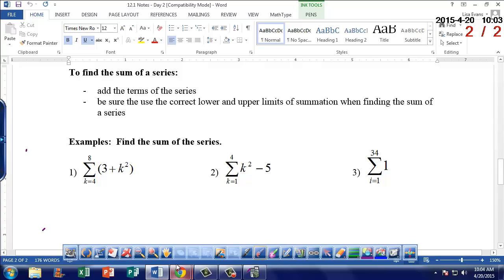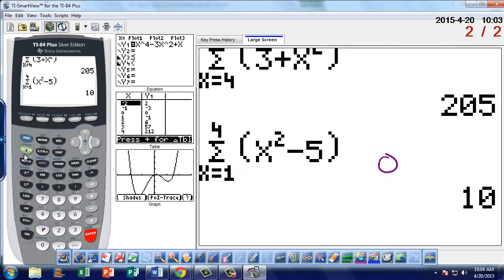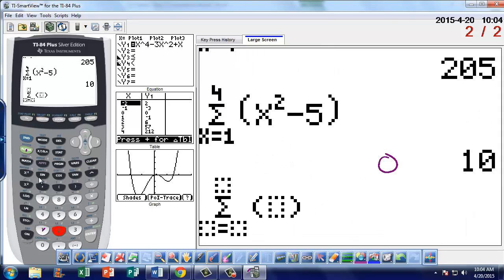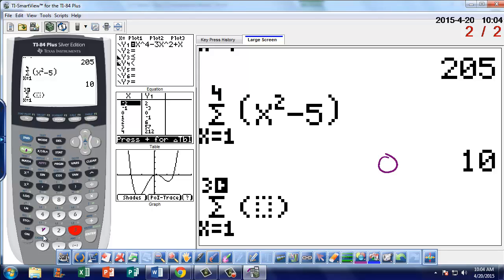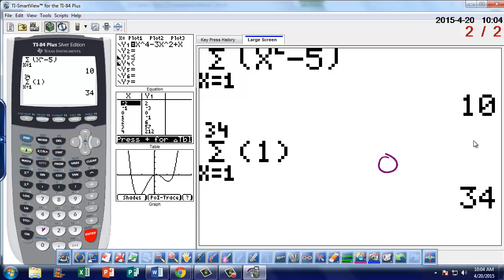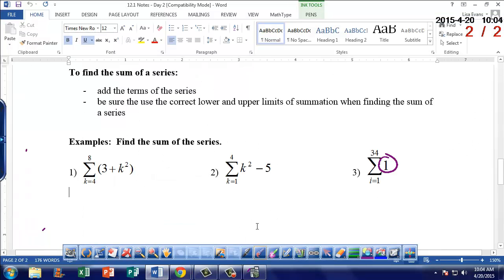Let me show you what I'm talking about. See? There's no variable over here. So let's see what's going to happen when I plug that into my calculator. So alpha F2 again, number 2. I'm going to put in X, then a 1, then go up to 34, and then we're going to put in just 1. Let's see, are we going to get an answer? Look, we do, 34.